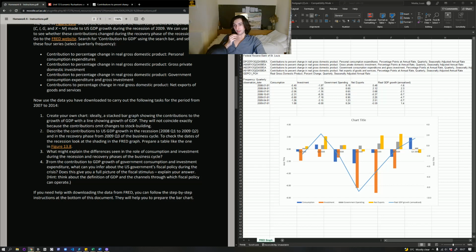So we're seeing here for question 4, from the contribution to GDP growth of government consumption and investment expenditure, what can you infer about the government's fiscal policy? Because we've seen that the government is increasing its spending by quite a significant margin, it seems quite large. You can see that government spending increases by much larger margins during this period. We can assume that the government is using fiscal stimulus to boost the economy back up and boost aggregate demand, because you can see there's been a significant hit in aggregate demand overall. You've got less investment, you've got less consumption.